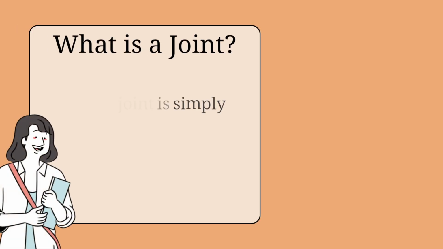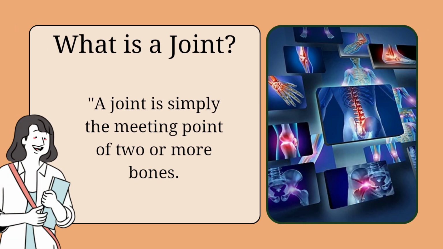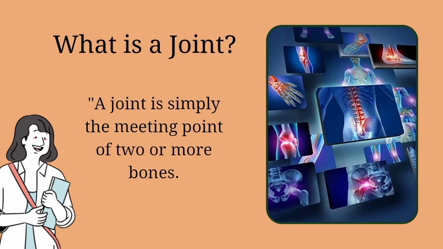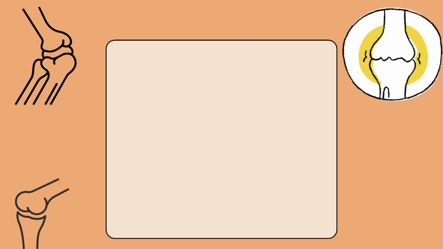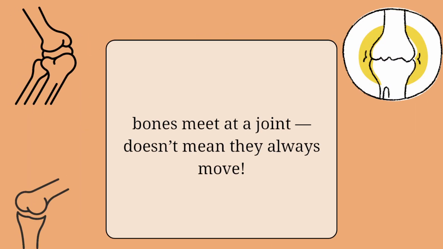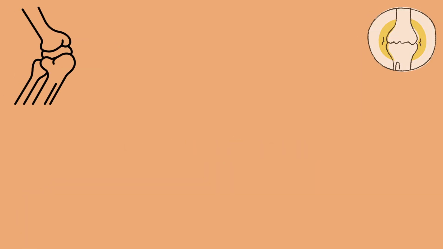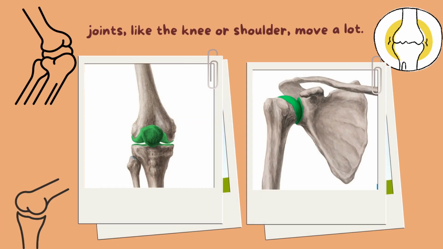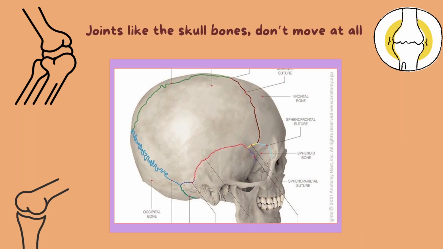What exactly is a joint? Well, a joint is simply the place where two or more bones meet. But here's something cool. Just because bones meet at a joint, doesn't mean they always move. Some joints, like the knee or shoulder, move a lot. Others, like the skull bones, don't move at all.